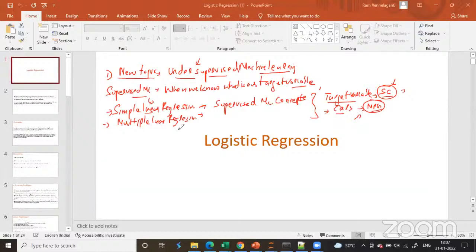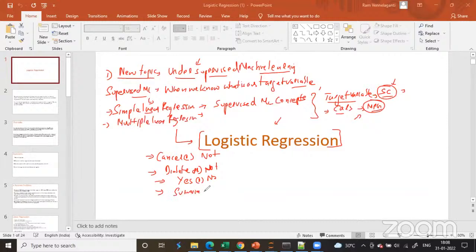Similarly, another example we are going to study today is logistic regression. So what kind of problems can we solve using logistic regression? If you want to find out whether a person is going to get cancer in the future or not, whether a person is going to get diabetes in the future or not, whether it is going to rain tomorrow or not, whether a person has survived a crash or has not survived a crash, all these kinds of problems can be solved with the help of logistic regression.